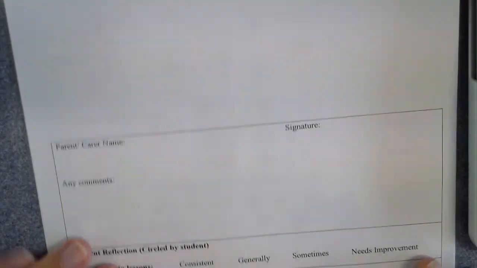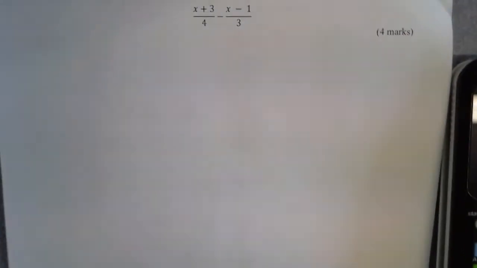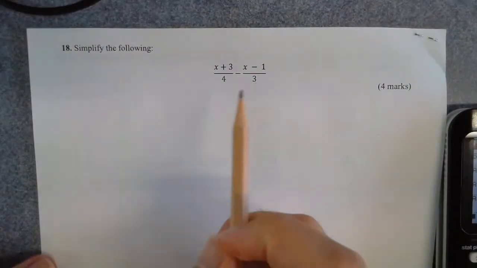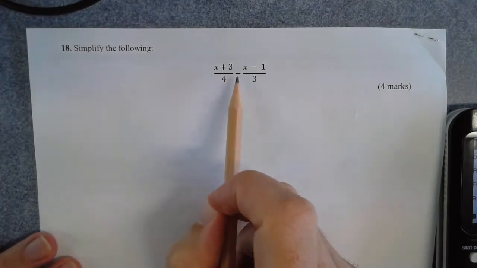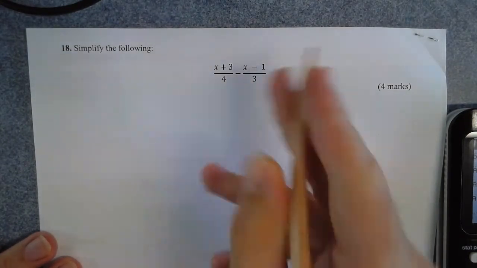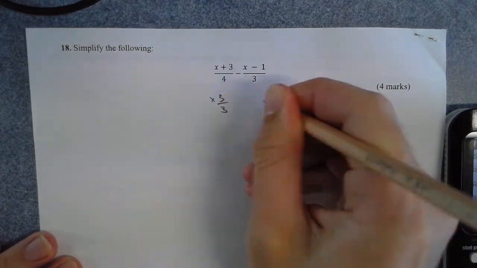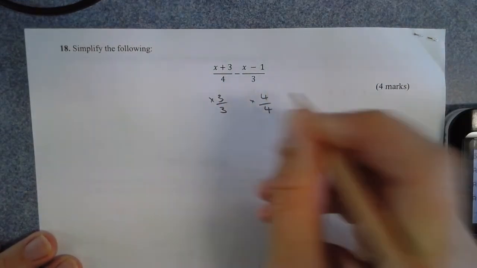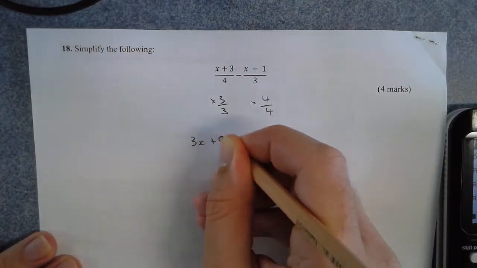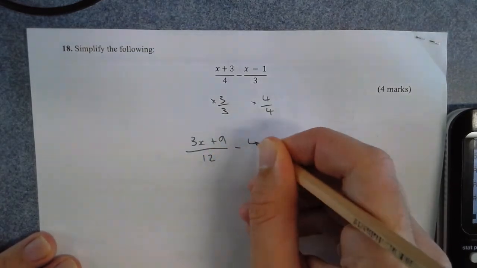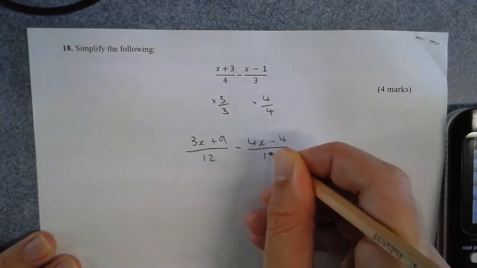Alright, last question, question 18. So you can only simplify fractions when the denominator is the same, because we're just doing that, take away that. So we're going to times this fraction by 3 over 3, and times this fraction by 4 over 4, to get 3x plus 9 over 12 minus 4x minus 4 over 12.